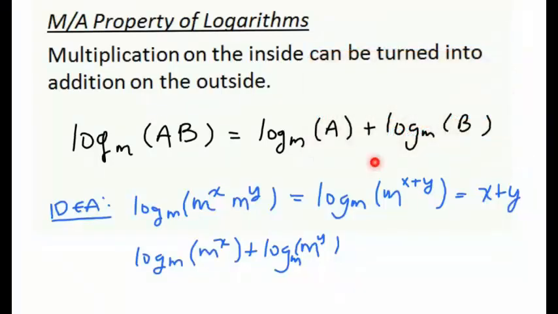Similarly, if we start with this side of the equal sign and we write a as m to the x again and b as m to the y, well then our first logarithm here we can rewrite as just the number x because we already have the same base. And our second logarithm similarly is just going to be written as y, so we have x plus y.